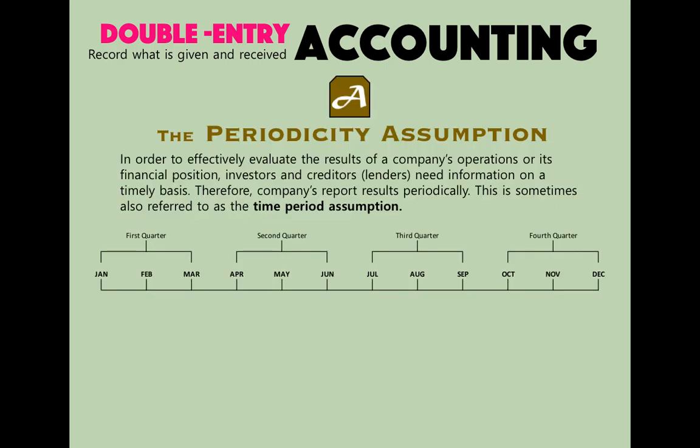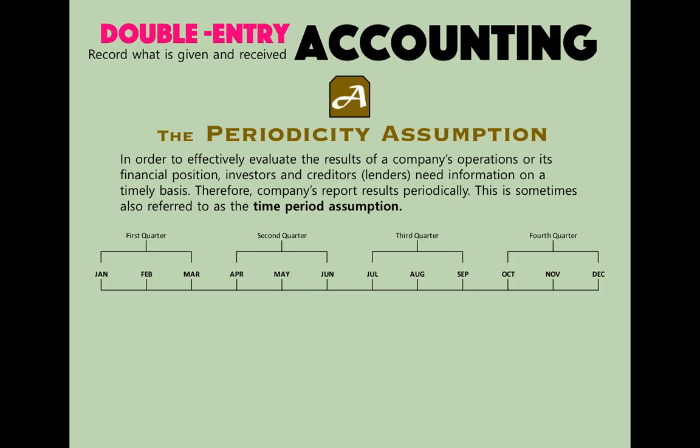So, need to talk about the periodicity assumption again, because this is why our adjustments are so important. In order to effectively evaluate the results of a company's operations or its financial position, investors and creditors, who are lenders, need information on a timely basis. And so we talked about how companies chop up their year into different periods so that they can report the results of their business. And we call this the time period assumption.